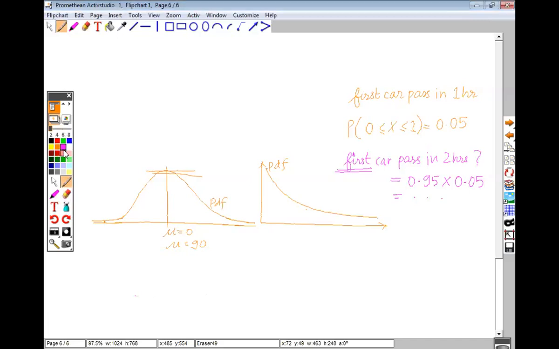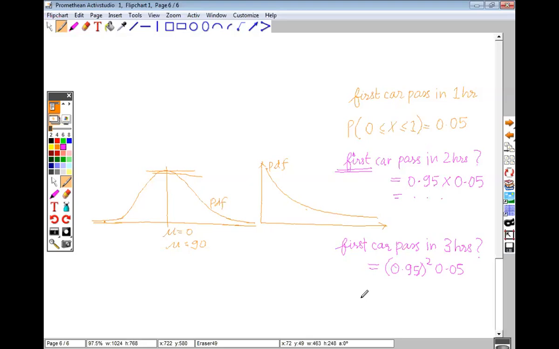Okay, so again, if I put forth the next question, which is similar to this: what is the chance that my first car passes in 3 hours? Again, 0.95 squared times 0.05. Exactly. And you will get so on, as you increase the number of hours that you are looking at.